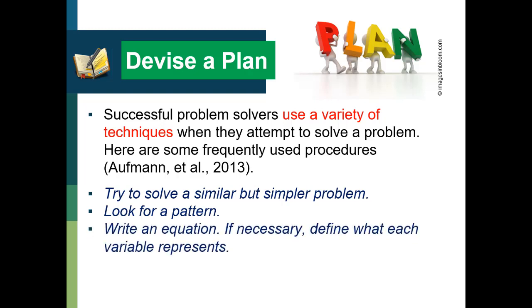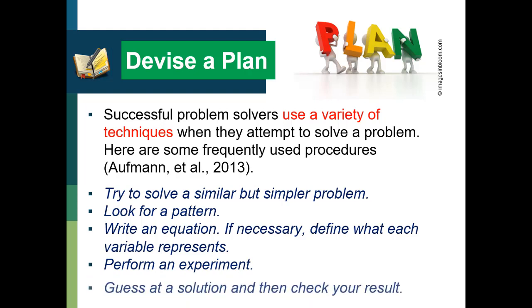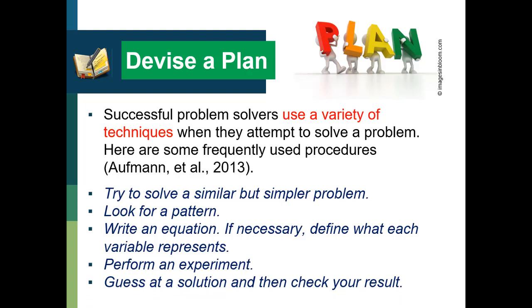Write an equation. This is very popular in algebra because you represent problems with variables. Perform an experiment or act out the problem. And guess at the solution and then check your result. This is popularly known as the guess and check strategy. So something to do with trial and error. Did you get it? So these are some of the problem-solving strategies that you can use in devising a plan to solve a problem.